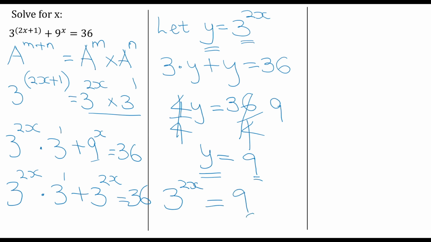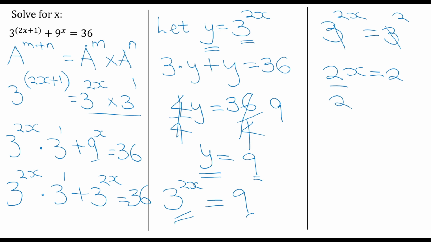9 can be written in terms of 3, and we have a common base after that. So this becomes 3 to power 2x is equal to 3 squared. Common bases, you strike them off and then you pick 2x is equal to 2. Divide both sides by 2. What you have is x is equal to 1. That's the answer.